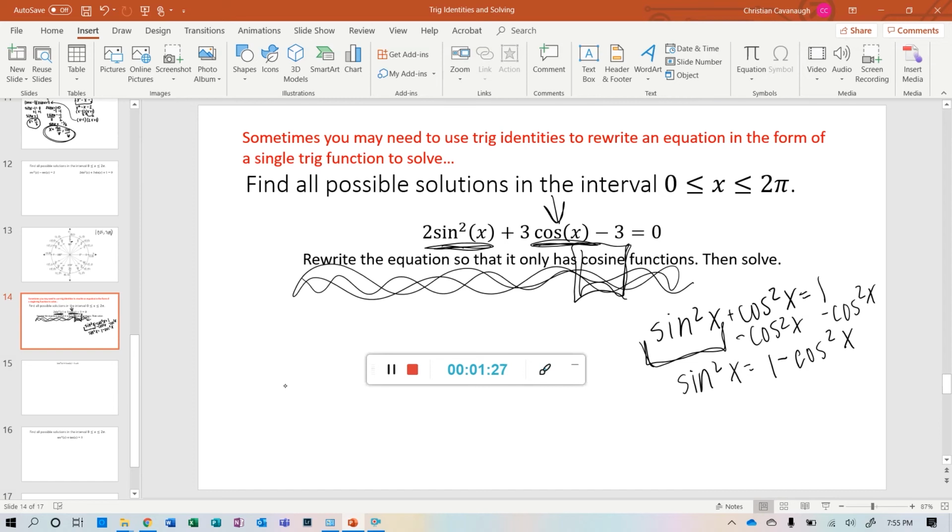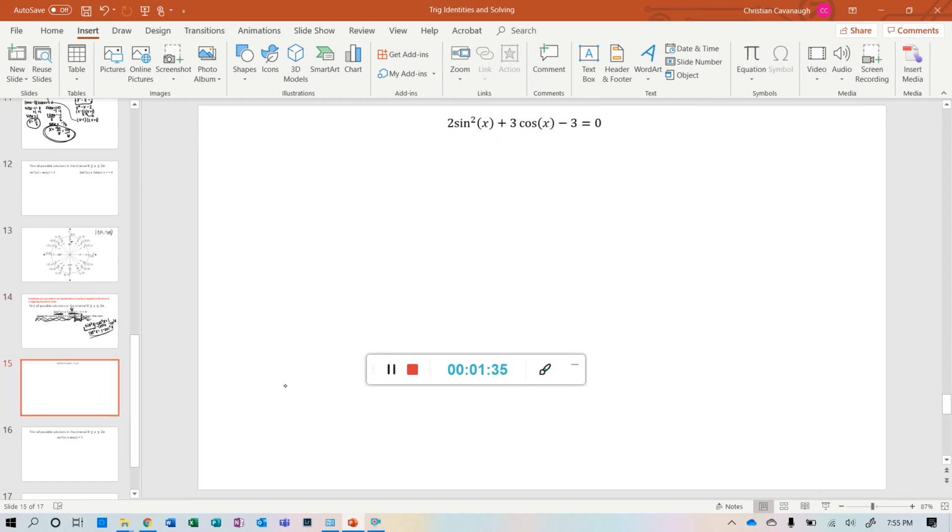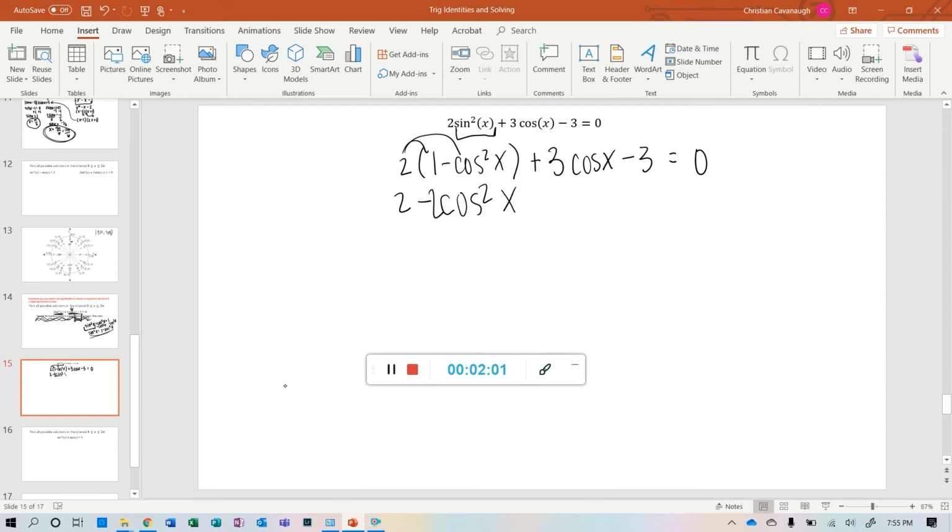So now in our equation, I'm going to come to the next slide here. We know sine squared x equals 1 minus cosine squared x. So I'm going to replace this sine squared x with 1 minus cosine squared x. And then I have plus 3 cosine x minus 3, and it all equals 0. The first thing I need to do is distribute that 2. So I'm going to have 2 minus 2 cosine squared x plus 3 cosine x minus 3 equals 0.